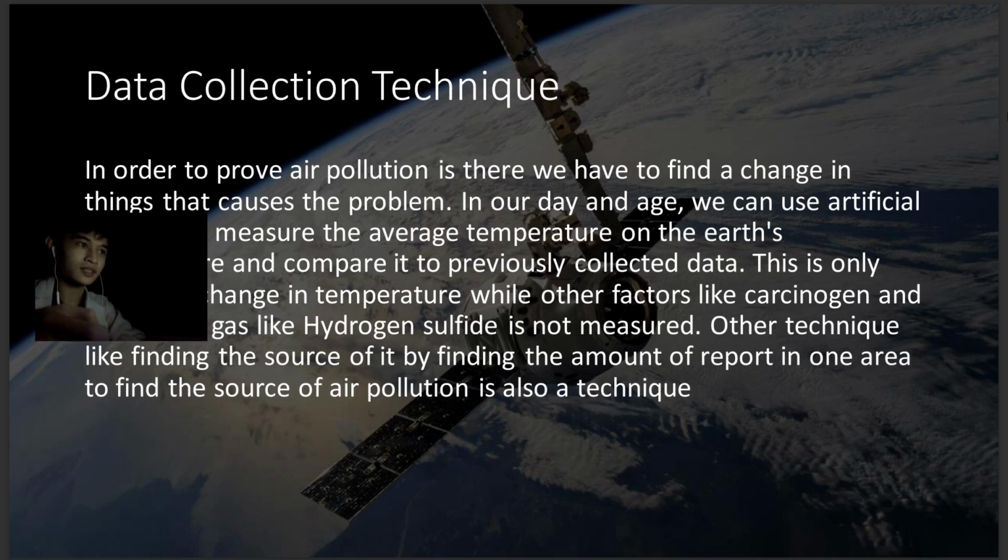This only targets change in temperature, while other factors like carcinogenic and poisonous gases like hydrogen sulfide are not measured. Other techniques include finding the source by comparing the number of reports from one area to another, to find which area has more reports, which is basically the source. And you can basically reverse search that and find the source of air pollution. While that is not a perfect technique, it is a technique.